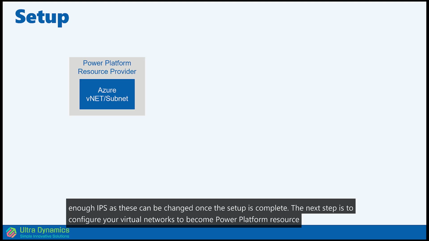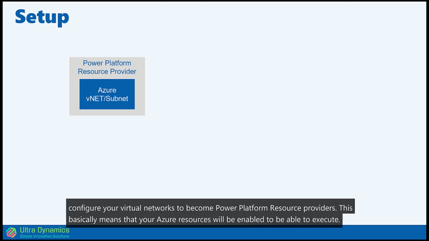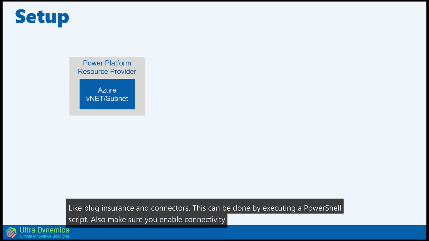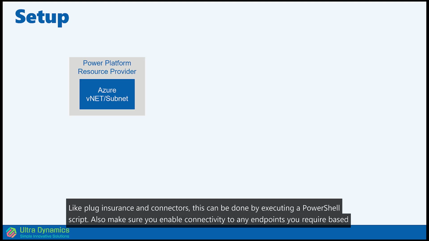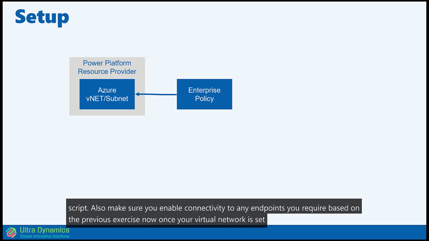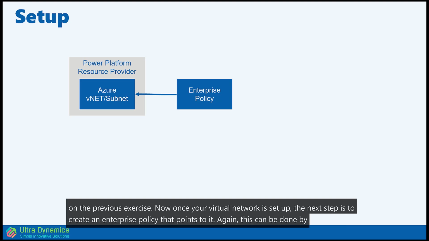This basically means that your Azure resources will be enabled to be able to execute things like plugins and connectors. This can be done by executing a PowerShell script. Also, make sure you enable connectivity to any endpoints you require based on the previous exercise. Now, once your virtual network is set up, the next step is to create an enterprise policy that points to it. Again, this can be done by executing a PowerShell script.